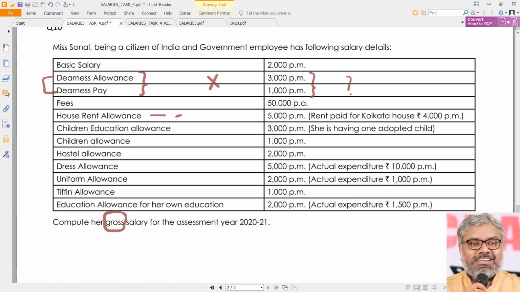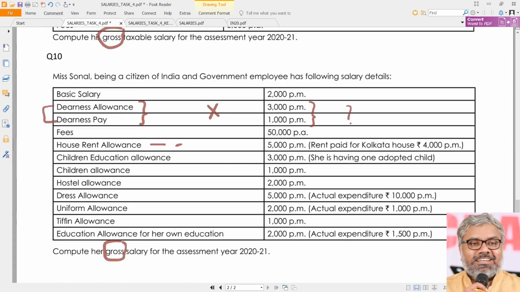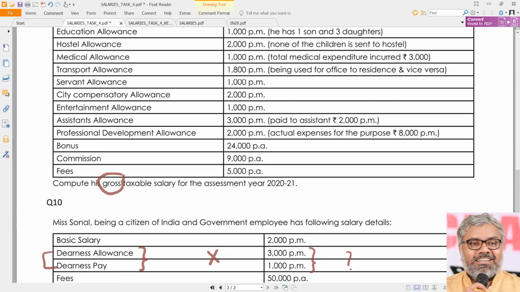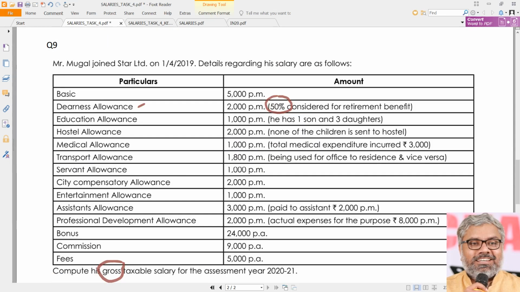Giving standard deduction is not wrong, sir. Giving a standard deduction when we are asked to calculate gross salary is wrong. If the question was compute taxable salary, then definitely we will give standard deduction of 50,000. So final answer would be that. So what is the question asking us? That is what we are supposed to give.